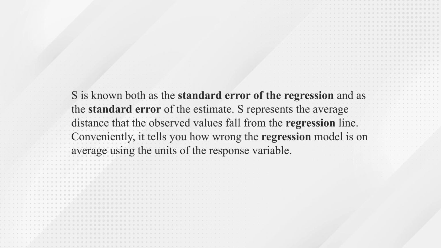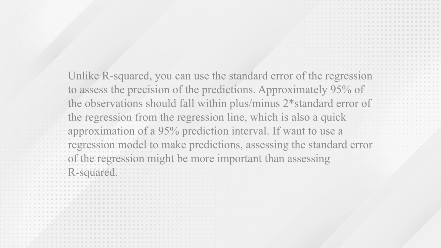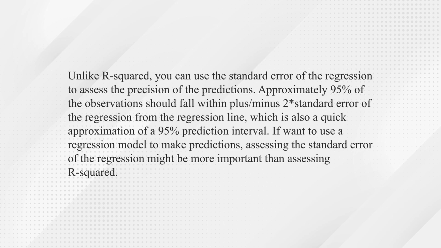So S represents the average distance that observed values fall from the regression line. Conveniently, it tells you how wrong the regression model is on average, using the units of the response variable. So when you are going to calculate the R squared for the regression, you can use the standard error of the regression to assess the precision of the predictions.